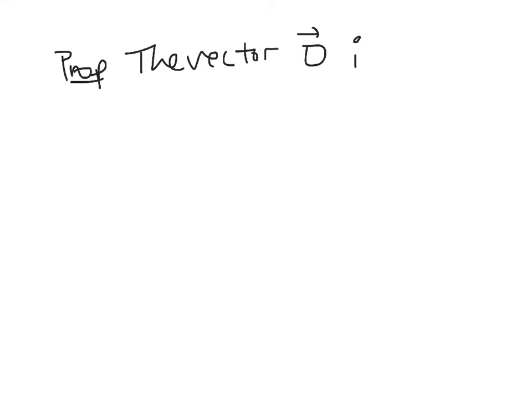Okay, so we have some things that we can prove. So the first proposition is the vector 0 is unique. That is, there can only be one 0 vector. Well, let's prove this. So suppose there were two zero vectors.